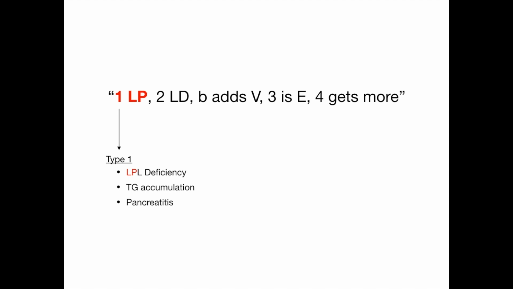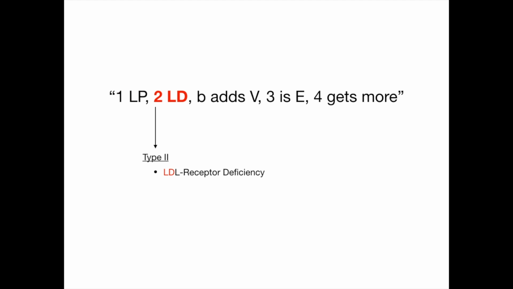So now let's move on to 2LD. So we've got 1LP. Now we're going to 2LD. So type 2 is due to LDL receptor deficiency. 2LD. LD stands for LDL receptor deficiency. Now this is both type 2A and type 2B. There's two different types of type 2 familial dyslipidemia, 2A and 2B. In both 2A and 2B, it's due to an LDL receptor deficiency.